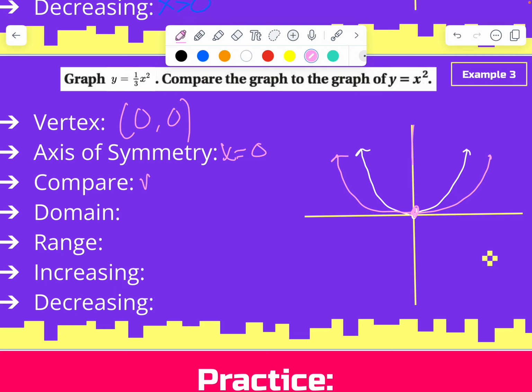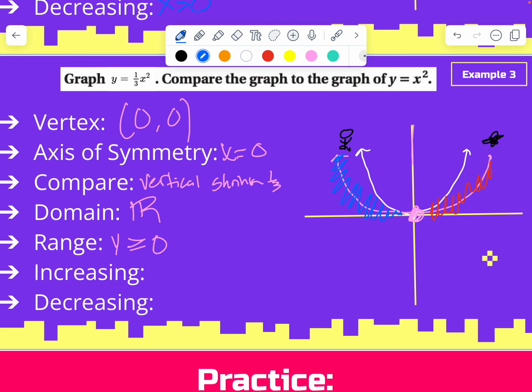Compare, I would say now that this is a vertical shrink of 1/3. My domain is my favorite domain. My range, my lowest y value is 0. I want everything greater than or equal to. If I were to drop you into here, and you had to run to this other side, you would first be running downhill, and then you would be running uphill.